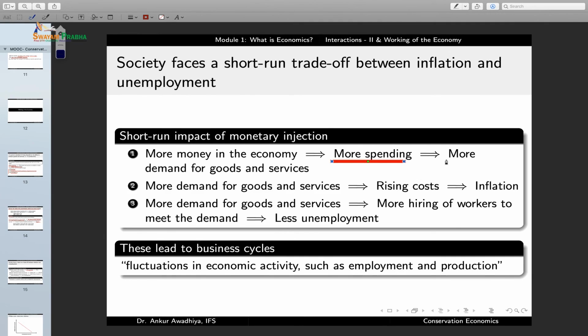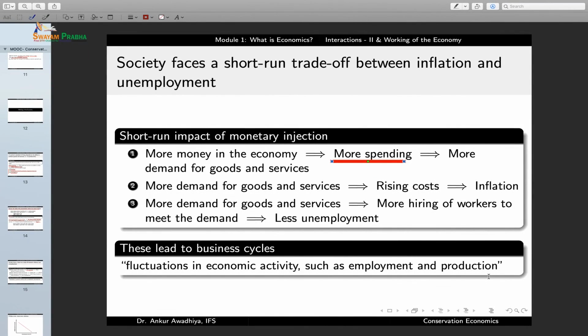When people spend more, in the short run, there will be more demand for goods and services. Because earlier you only had 100 rupees, so you were spending 100 rupees. Now that you have 200 rupees, right away you will think, okay, I have more money, let me buy more stuff. Because here again, rationally, you are trying to maximize your utility. And because you have more access to resources, you want to have more goods and services. So in the short run, more money in the economy will lead to more spending, which is more demand for goods and services. Now, more demand for goods and services in turn would lead to inflation because there is a rising cost. So, there is now more demand for milk, and so the cost of milk rises.